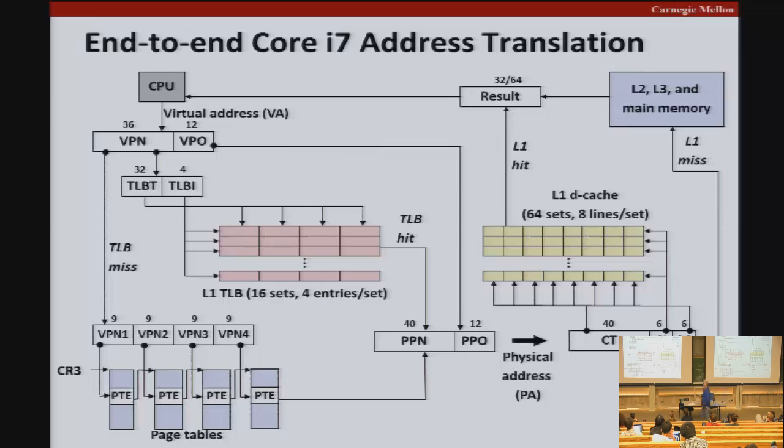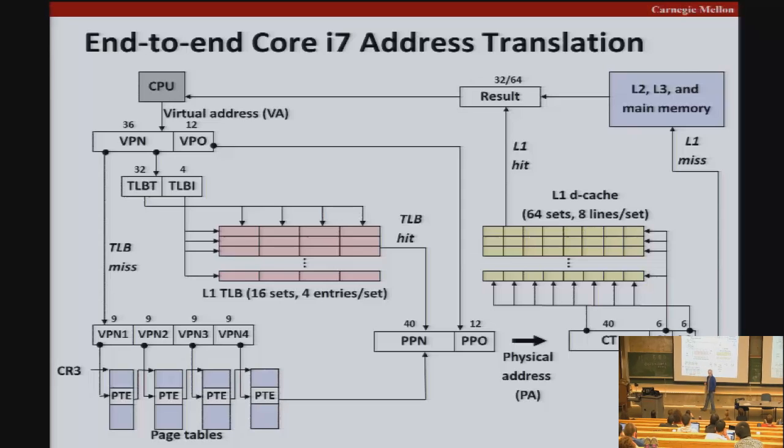Okay, so I've gotten my physical page number back by making these 4 memory accesses. Now I have a physical address. The physical address goes to my cache. I break that up. I said that my cache block size was 2 to the 6, 64 bytes. I have 64 sets, so I have 6 bits there, and I have a 40-bit tag. If I get an L1 hit, then it comes back to the CPU. If I get an L1 miss, then I've got to present the whole memory to the level 2 cache, and then the level 3 cache, and memory, etc.